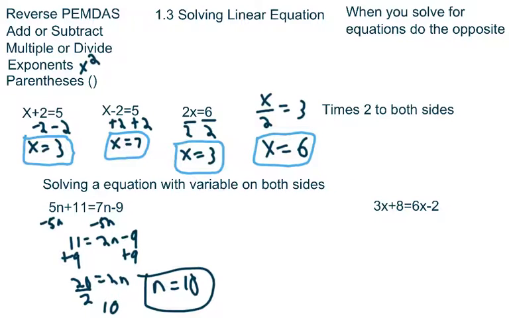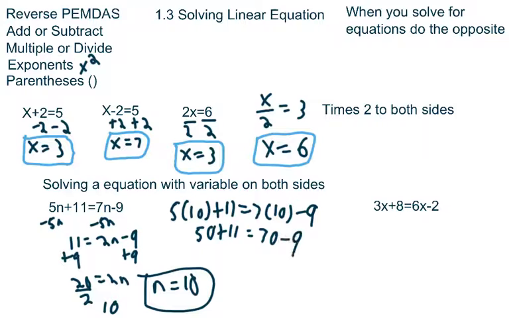You could check it by plugging the 10 into n. So 5 times 10 plus 11 equals 7 times 10 minus 9. 50 plus 11 equals 70 minus 9. 61 equals 61. That is correct. So n is 10. Next: 3x plus 8 equals 6x minus 2.